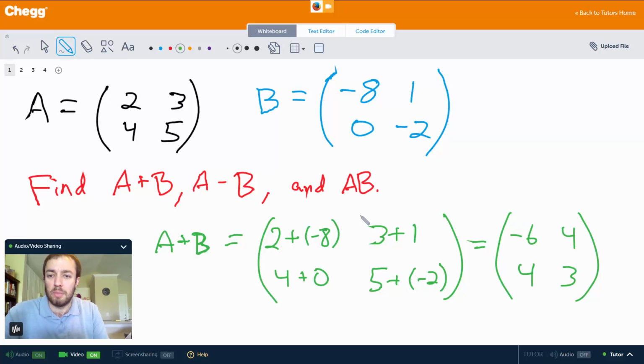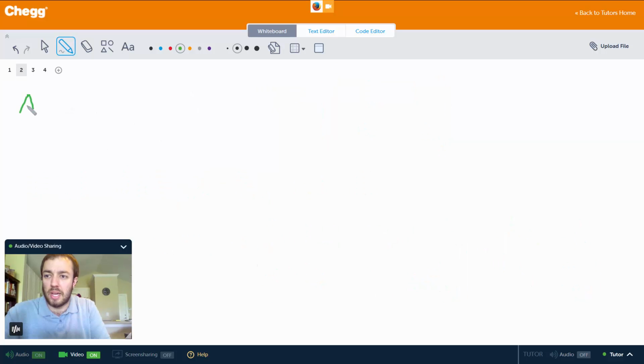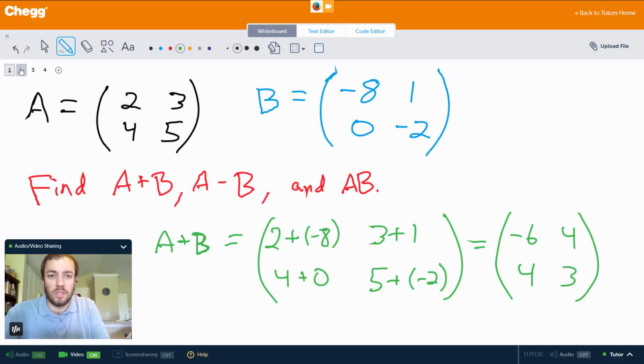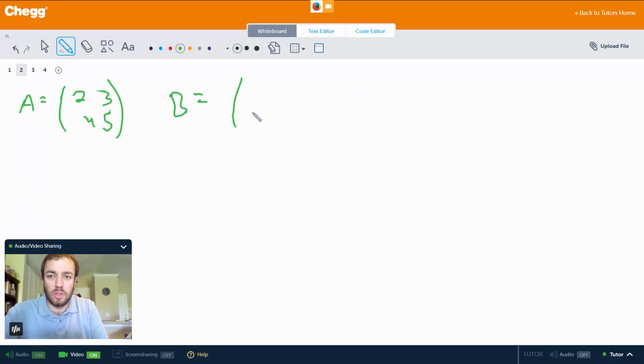Now what about A minus B? Let's go ahead and go to the next page. So A is 2, 3, 4, 5, and B is -8, 1, 0, and -2. So we also want to find out A minus B.